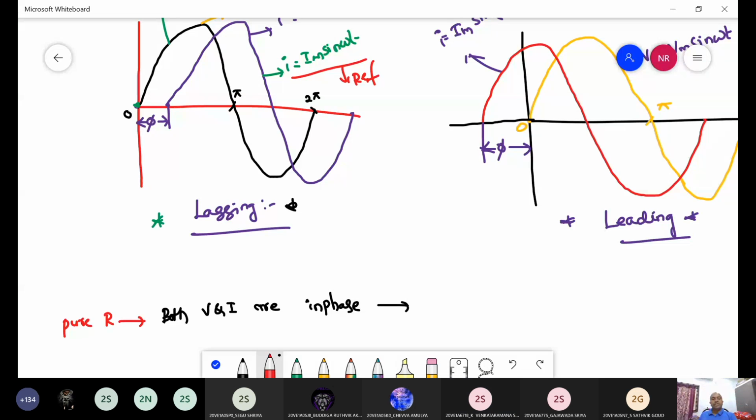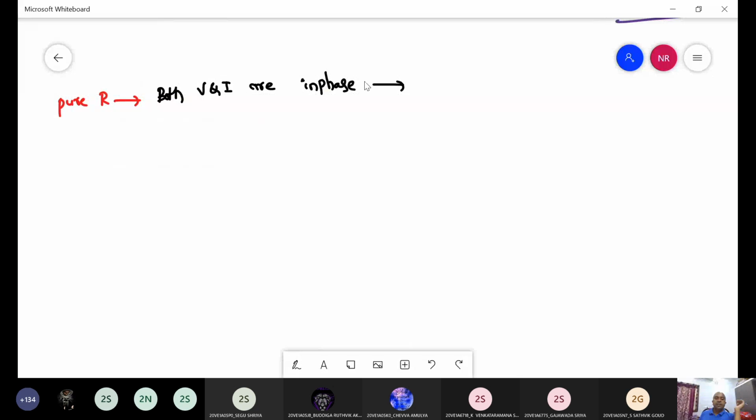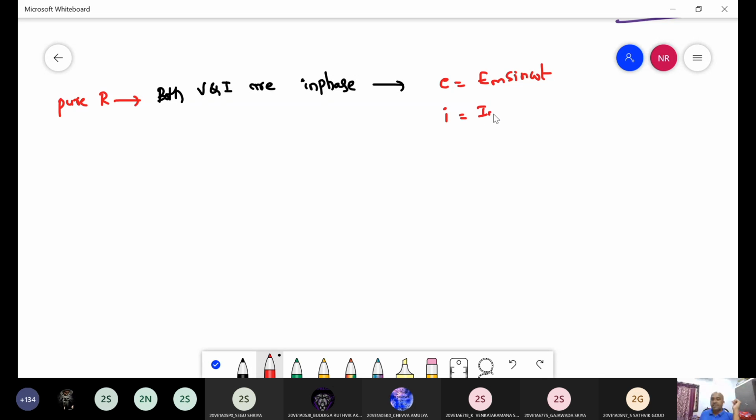So in pure resistor, both voltage and current are in phase. We derived that equation. If we take voltage as the reference, voltage E is equal to Em sin omega t. Then current, we got that equation, I is equal to Im sin omega t. Here these are the two equations. So by comparing these two equations, both are in phase, right?